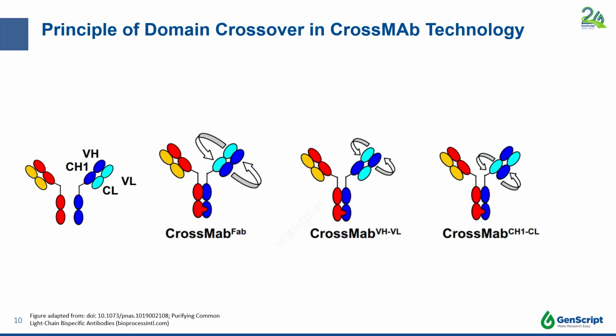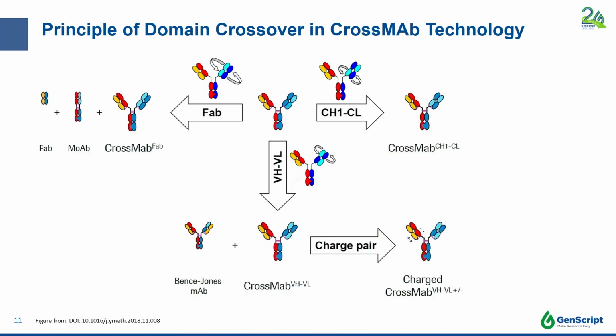This cross-mAb technology is, as I mentioned, to either have the whole Fab component crossed over, or you can have the VH-VL domain crossed over, or the CH1-CL domain crossed over. And in terms of the production of these, for the CH1-CL crossover, we're likely to generate only the correct molecule. Crystallography studies have shown that this is the case. In terms of the Fab crossover, there are 3 potential products that are observed. So you have the correct product, but then you can also have heavy chain and Fab pairing.